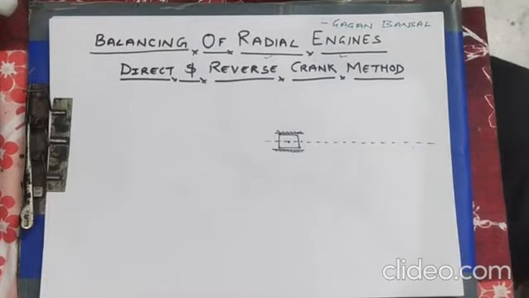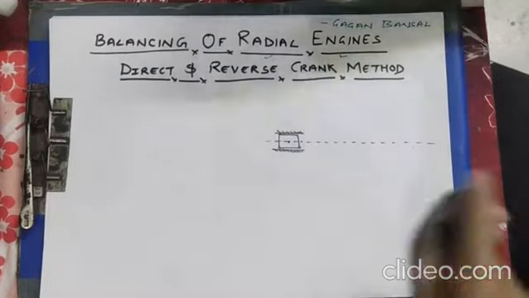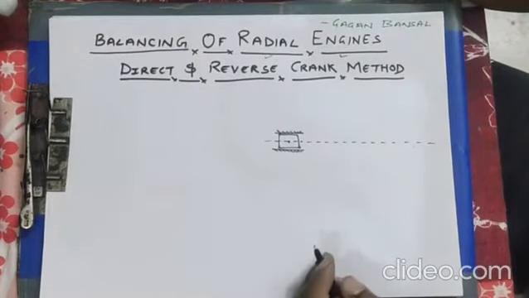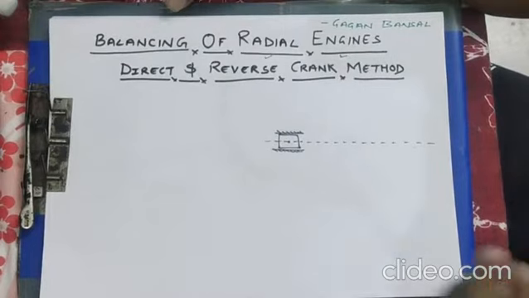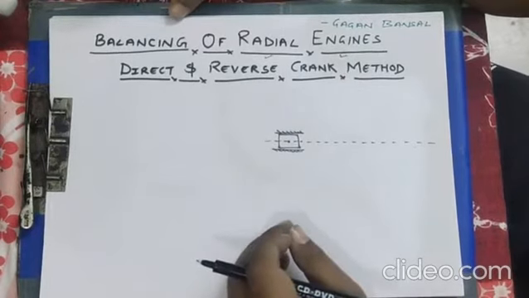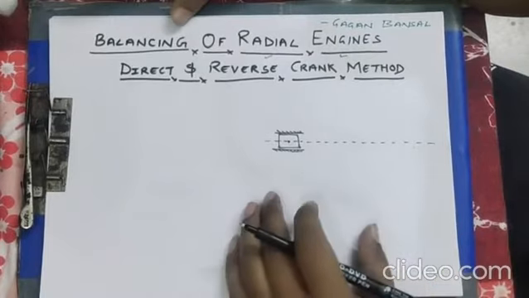Okay. So what is a radial engine? A radial engine is a multi-cylinder engine in which all the connecting rods are connected to a common crank. We have seen the example of V engines, W engines, etc. So these are all radial engines.